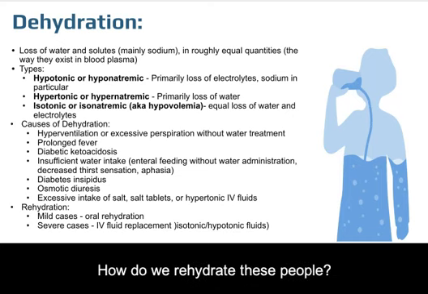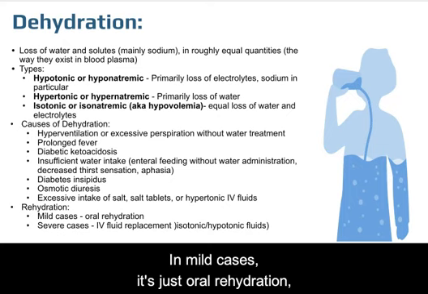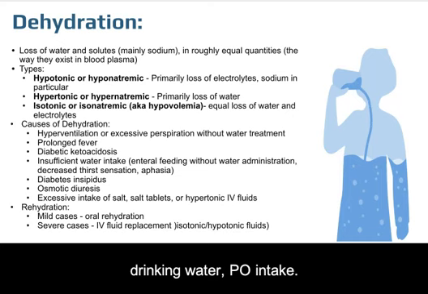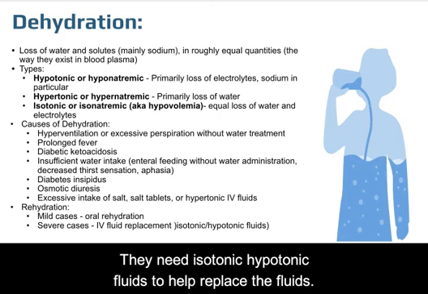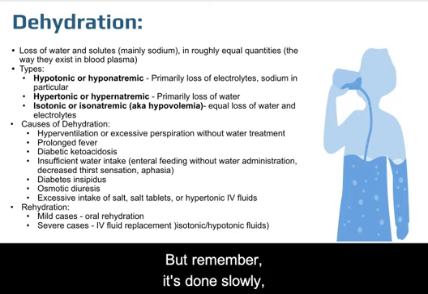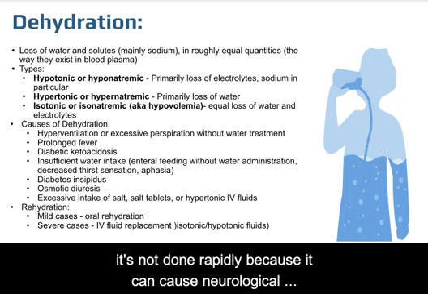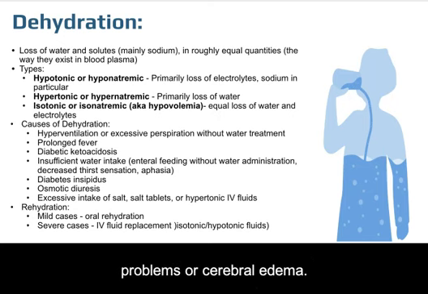Rehydration. How do we rehydrate these people? In mild cases, it's just oral rehydration, drinking water, PO intake. In severe cases, they need IV replacement. They need isotonic or hypotonic fluids to help replace the fluids. But remember, it's done slowly. It's not done rapidly because it can cause neurological problems or cerebral edema.